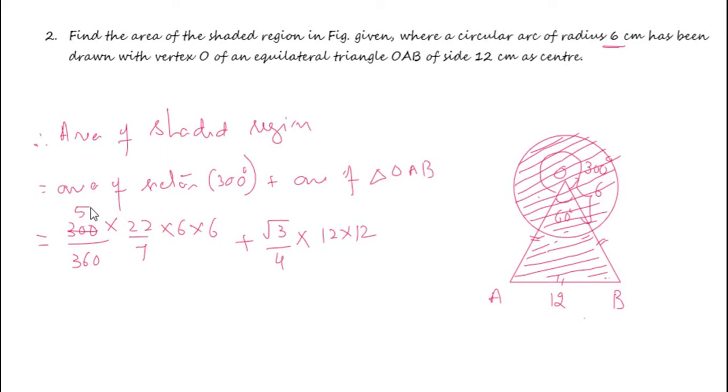This is 5. This is 6. This 6 cancels here. So 5 into 20 to 110 into 6, 660 divided by 7 plus this is 4, 3 times 36, 36 root 3 is the total area. I'll leave it like this, centimeter square. This is the area of this shaded region.